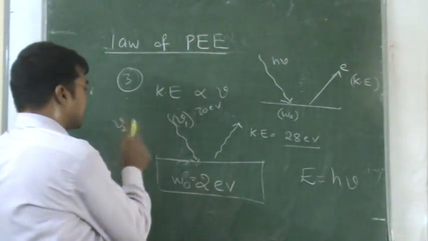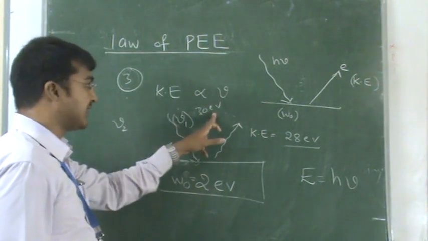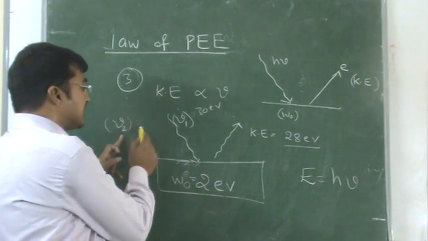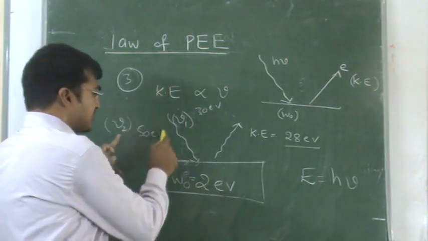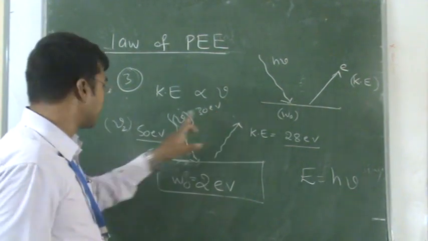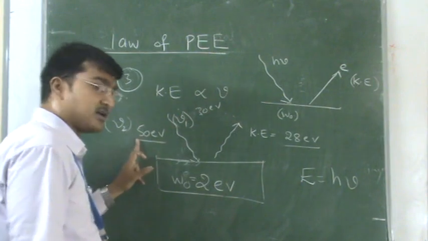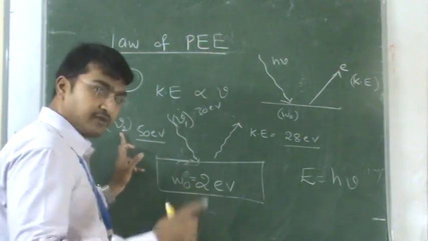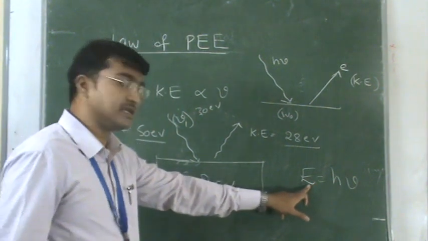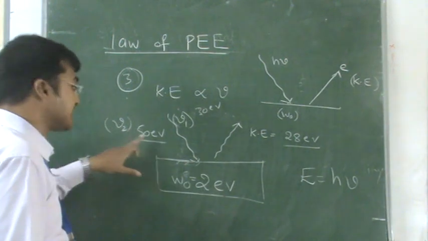So nu2, the second frequency, is violet. Initially it is red, energy 30 electron volts. Now for nu2, violet, let us assume the energy is 50 electron volts. Red has 30 electron volts, violet has 50 electron volts. Just assumptions, because by changing red to violet, frequency increases, and as frequency increases, energy also increases.